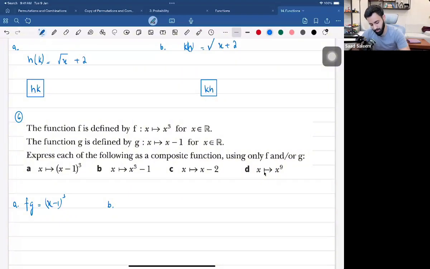Okay, then you have x cubed minus 1. So once again, your thought process should be, how do I replace this x with x cubed? Well, that's easy. That is if you plug in function f and function g. So how do you plug in function f and function g? By doing g of f.